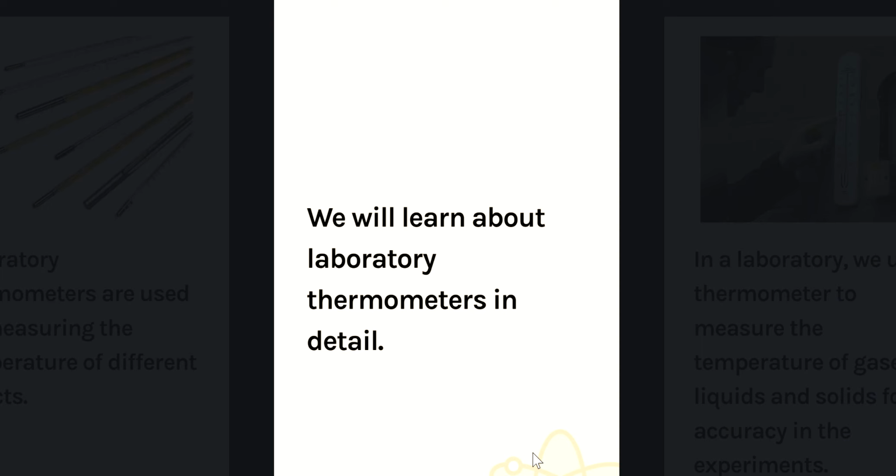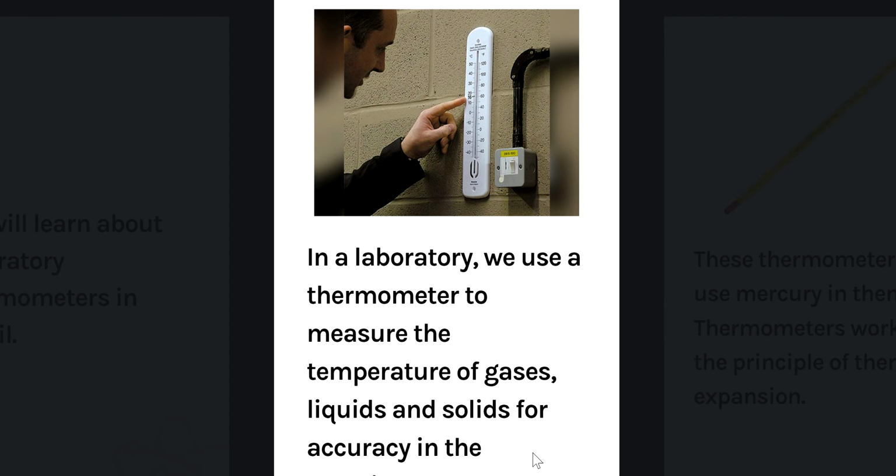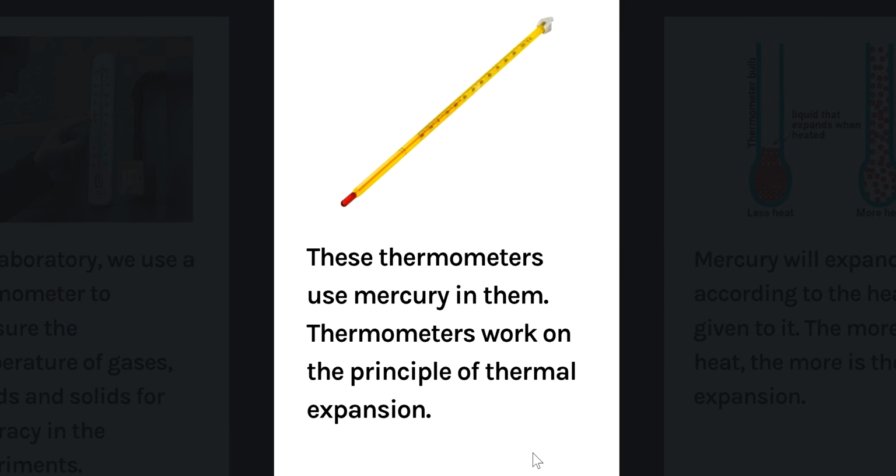Next, after this we will learn about laboratory thermometers in detail. First, in a laboratory we use a thermometer to measure the temperature of gases, liquids and solids when you are doing an experiment, for accuracy in the experiment. These thermometers use mercury in them. So a laboratory thermometer is having mercury.